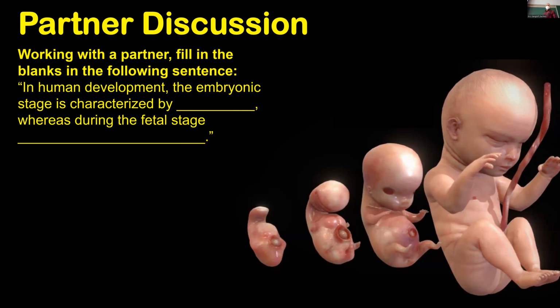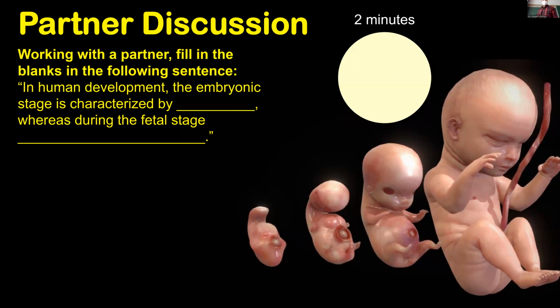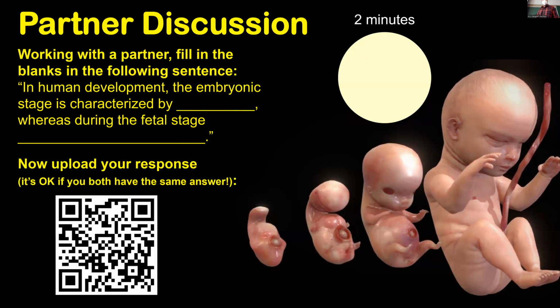Okay, once you've had a chance to discuss it with your group, go ahead. Oh, I have a timer here. I'll just start the timer now. Go ahead and upload your response. So everybody should fill out a survey, but it's okay if you and your partner have the exact same answer. That's totally fine. But I want to make sure I get the survey from everybody. Let me get out of the way. And I set a 2-minute timer for that.